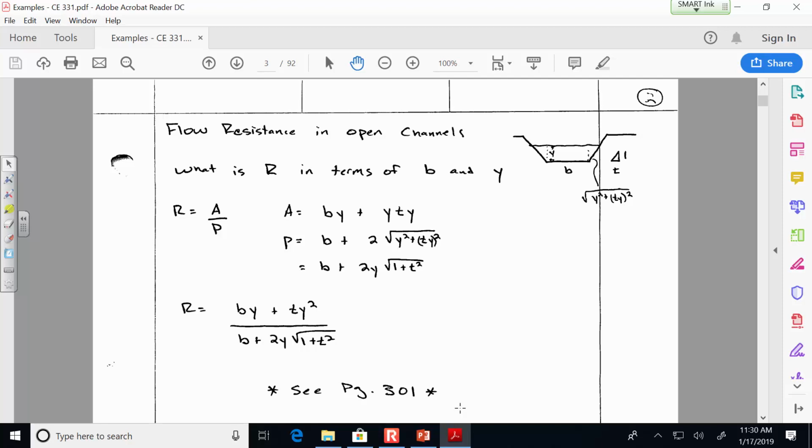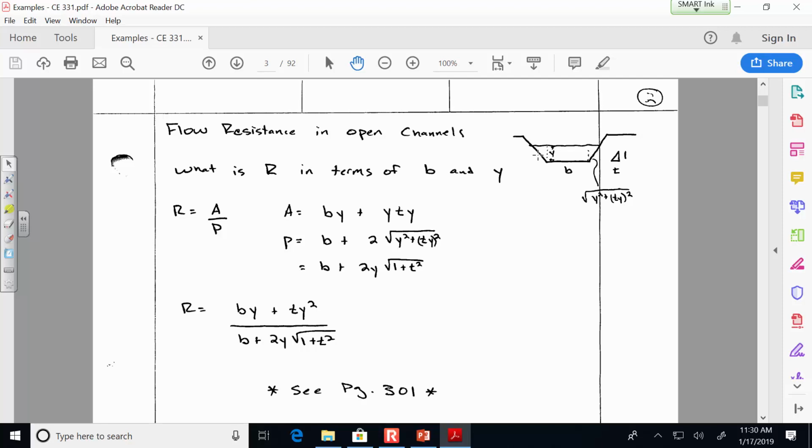And then for the wetted perimeter, we have to find these side lengths. There are two of them, one on the left, one on the right. If ty is the top part of that triangle and y is the height of it, then we have to square each side and find the square root. So the square root of y squared plus ty squared, and there are two of them. The wetted perimeter is the bottom width and then 2 times these side lengths. That is given on page 301 if you want to make a note or revisit.